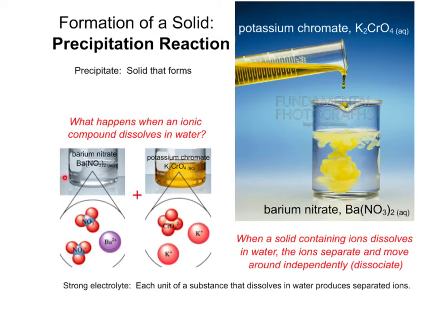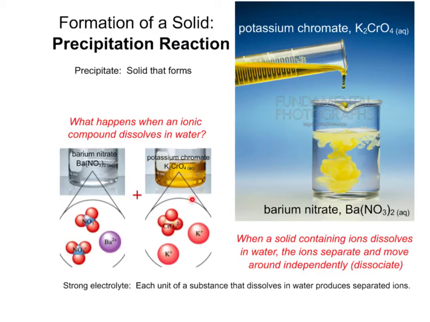When we have just the solution of barium nitrate and the solution of potassium chromate, those were made when someone took barium nitrate as a solid and dissolved it in water. They took potassium chromate as a solid and dissolved it in water. Notice the aqueous state that these are both in. And when we look at this on a molecular level, this is really what's happening.